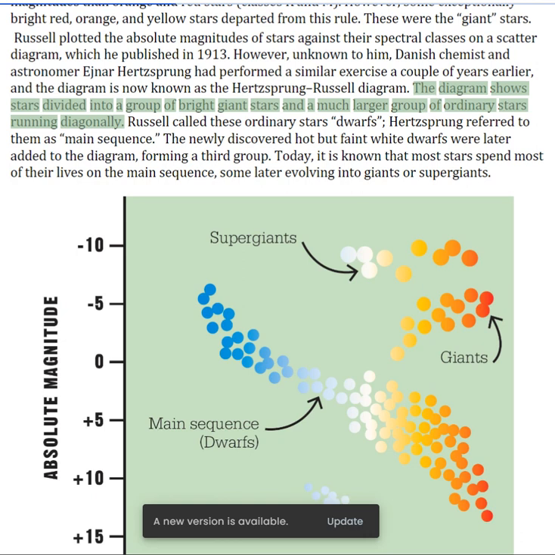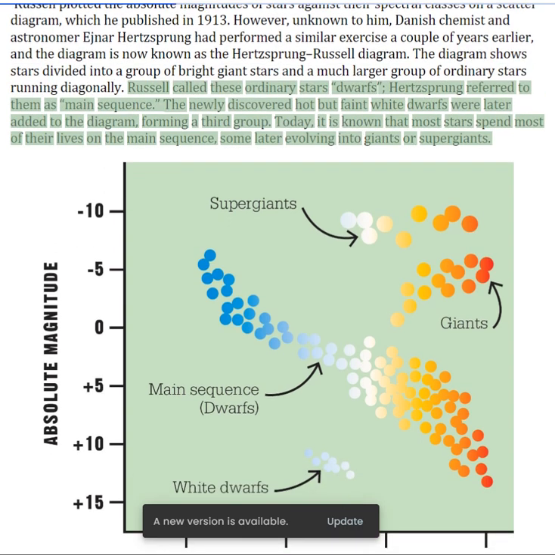The diagram shows stars divided into a group of bright giant stars and a much larger group of ordinary stars running diagonally. Russell called these ordinary stars dwarfs. Hertzsprung referred to them as main sequence. The newly discovered hot but faint white dwarfs were later added to the diagram, forming a third group.